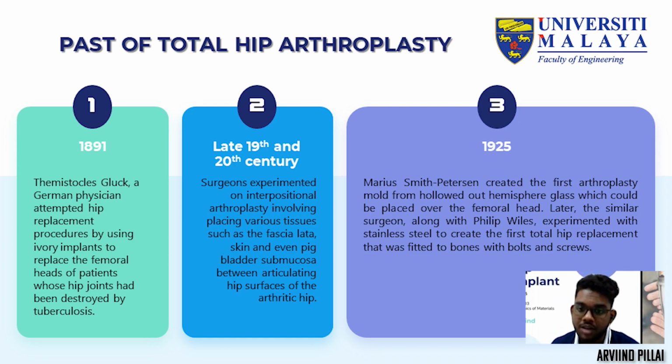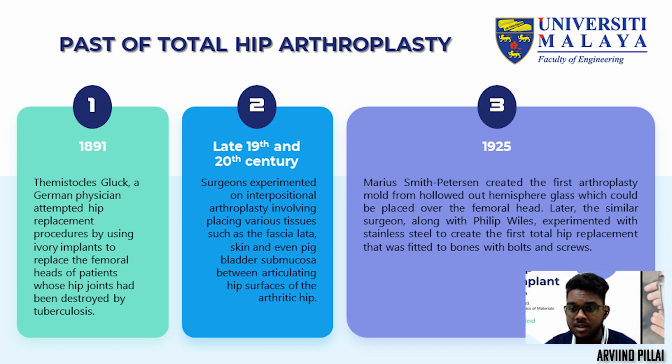Later, in 1925, the first arthroplasty mold, made from a hollowed-out hemisphere of glass, was placed over the femoral head to provide a smooth surface for movement. But although glass was considered a compatible material, it shattered as it was unable to withstand the large amount of force distributed towards the hip joint.